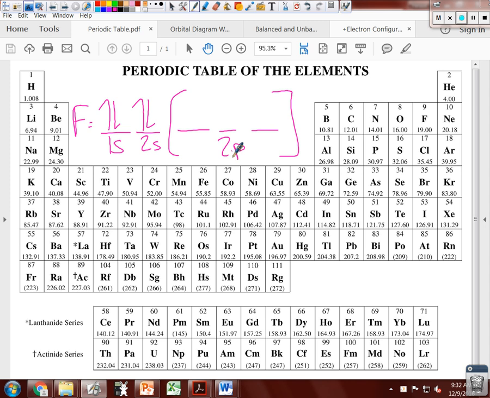Can I shorten this? Sure. I mean, there is something called the noble gas orbital diagram. Same concept. Okay. All right.